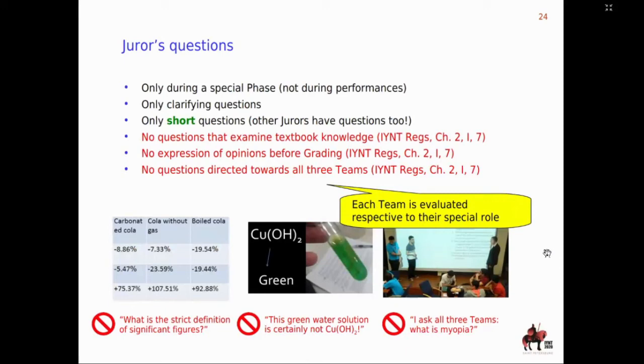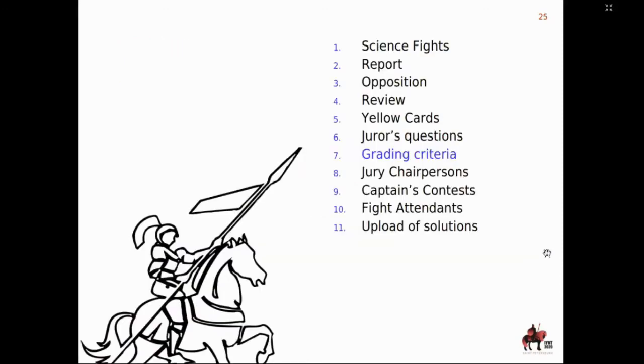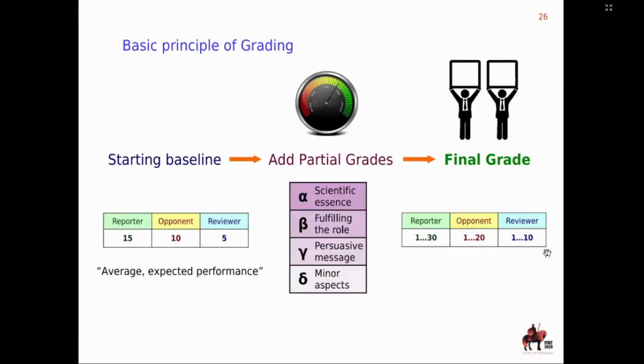You cannot do it because this is not allowed by the regulations. Okay, grading criteria. I have four partial grading criteria, which are called alpha, beta, gamma, and delta. How do you give your grades? You start with the so-called baseline, the starting baseline, which is 15 for reporter, 10 for opponent, and 5 for reviewer. And this is something that you would expect from participants with an expected or average level. Then you apply partial criteria and you add or subtract points.